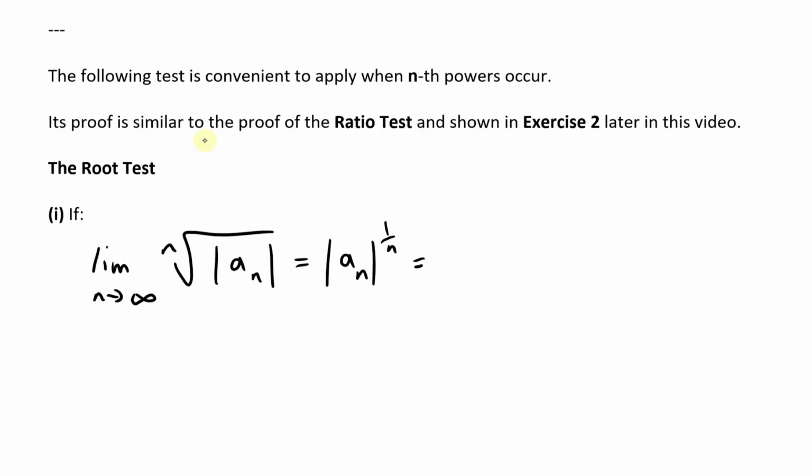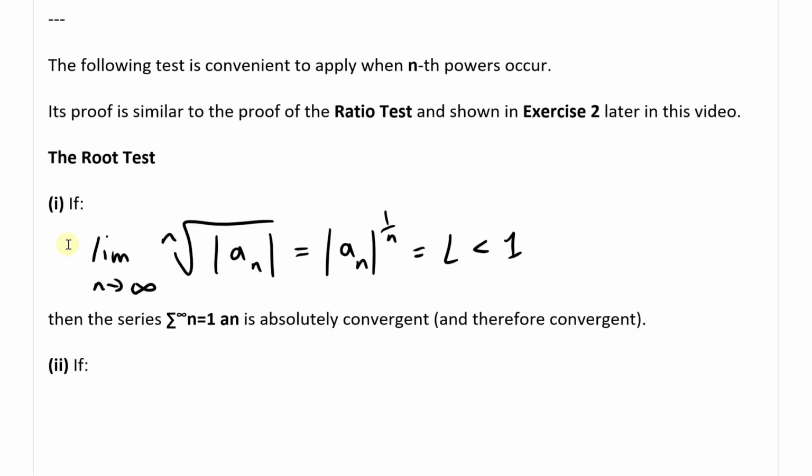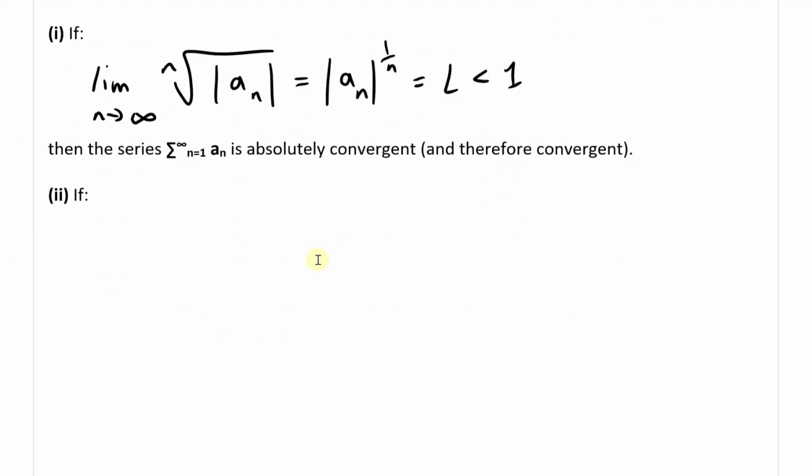So if this equals L, which is less than 1, and again, very similar to the ratio test, then the series from n equals 1 to infinity of a_n is absolutely convergent and therefore convergent in general.